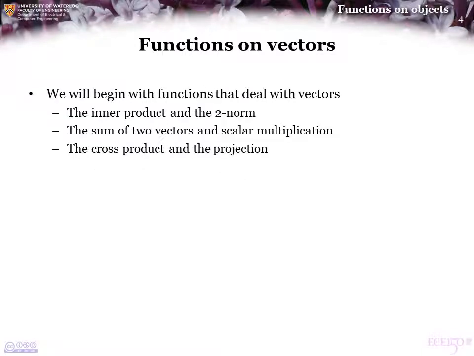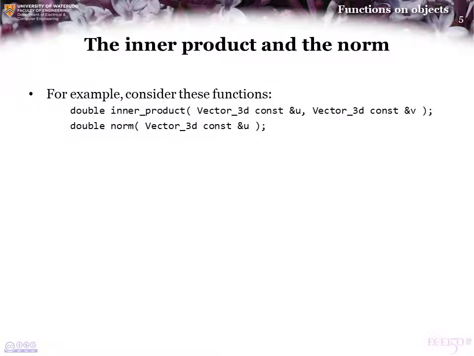Now, let's start writing some functions associated with your linear algebra class, the inner product or dot product, and the two norm or Euclidean norm. Also, we will take the sum of two vectors and calculate a scalar multiplication. We will also look at calculating the cross product and the projection. First, let's implement the inner product or dot product of two vectors and then the two norm or the Euclidean norm or Euclidean length of the vector.